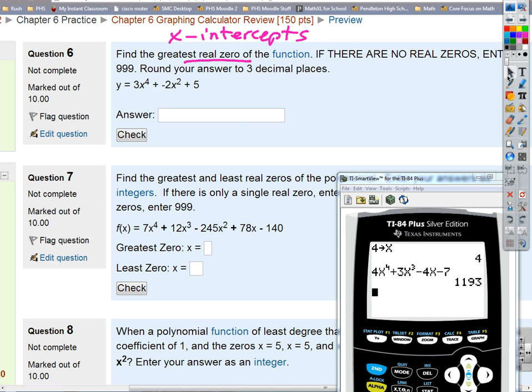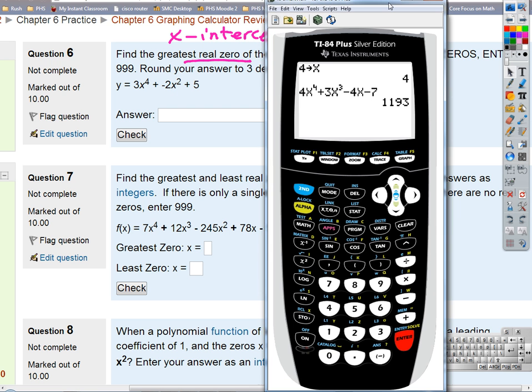Now you run into all the typical old graphing problems, but you're getting a lot better at this. If all I care about are the x-intercepts, let's put this into y equals 3x to the fourth minus 2x squared plus 5. Now, how many could we get at most? Four. So we can get four of these at most.